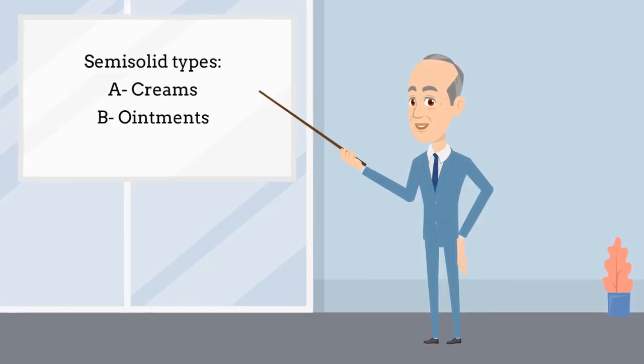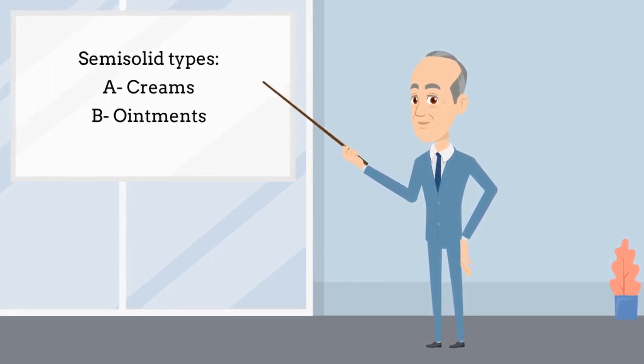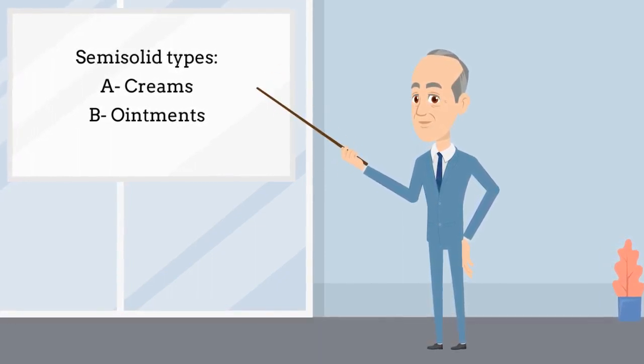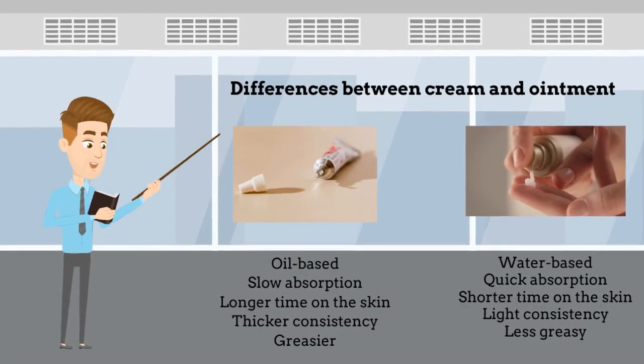Let us talk about semisolids. Semisolid types: A. Creams. B. Ointment. Differences between cream and ointment.